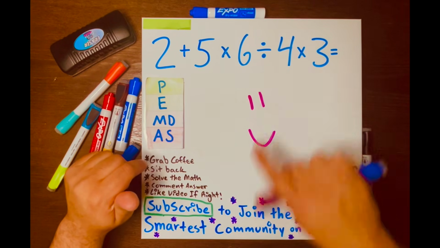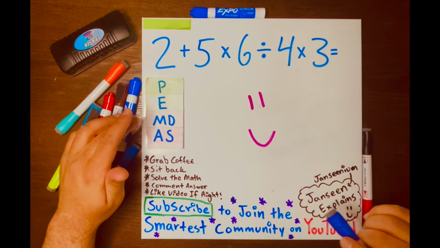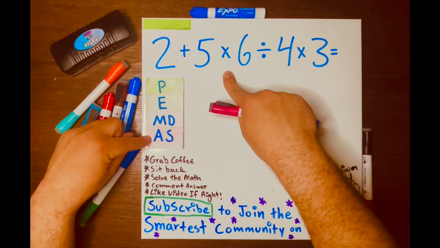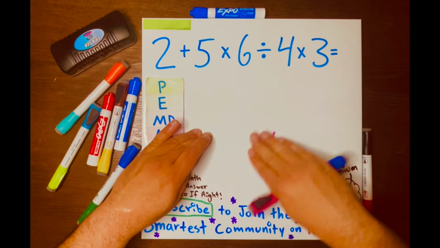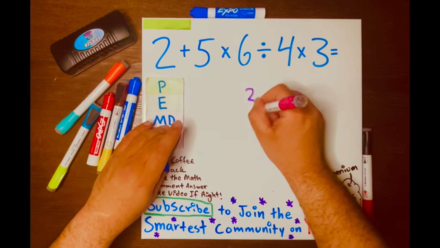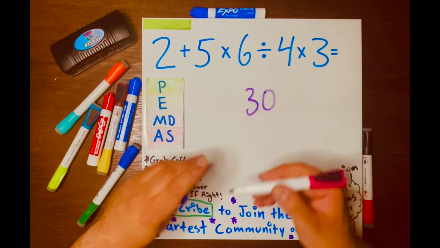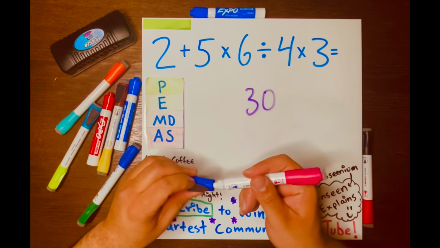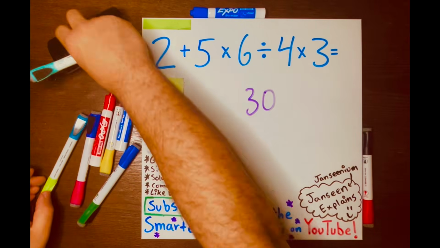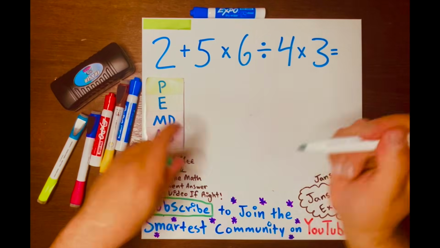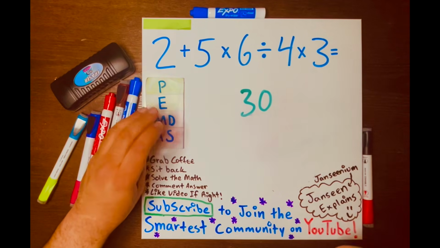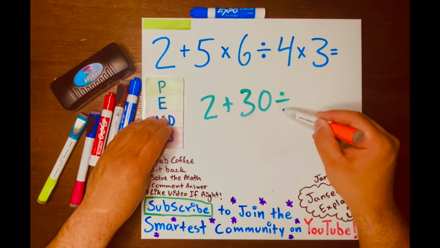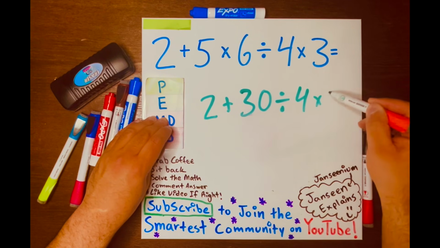So looking at this math problem and looking at PEMDAS, we know that multiplication will go first, not addition. So what is 5 times 6? 30. And let me use a different color. Seems like the purple marker is low on ink. Let's see this color. So we have 30. That is much better. 30. And let's bring the 2 plus down, divided by 4 times 3.